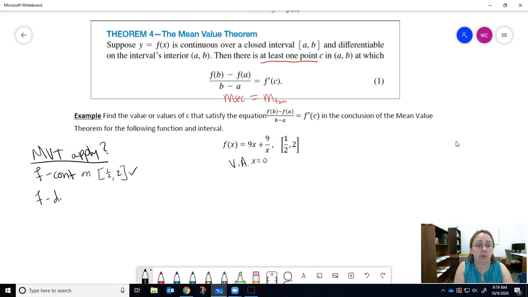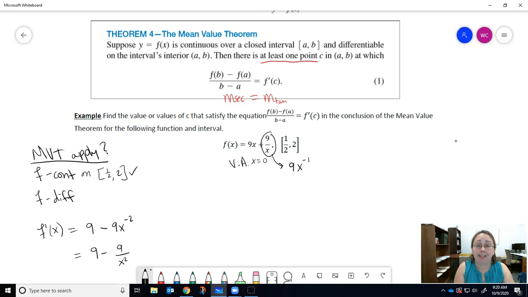Is f differentiable? How do you check and see if a function is differentiable? You have to take the derivative. See if the derivative exists at all points in your interval. So let's work out the derivative here. So the first term's okay. 9x becomes a 9. This 9 over x, we should probably do some algebra. Let's rewrite it. This is really 9x to the negative 1. So the derivative would be negative 9x to the negative 2. If we rewrite that, 9 minus 9 over x squared.